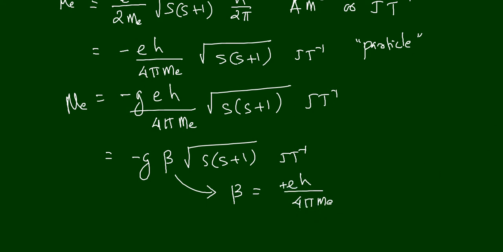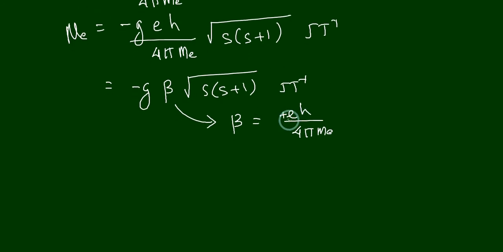If you substitute the value of the electronic charge, Planck's constant, and the mass of the electron, you will get the value of beta as 9.274 into 10 raised to minus 24 joules per Tesla. That's the value of beta. And this beta is called the Bohr magneton.